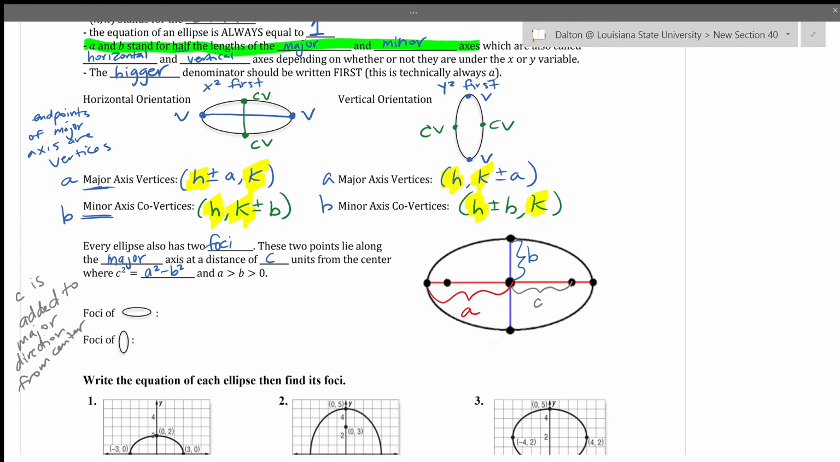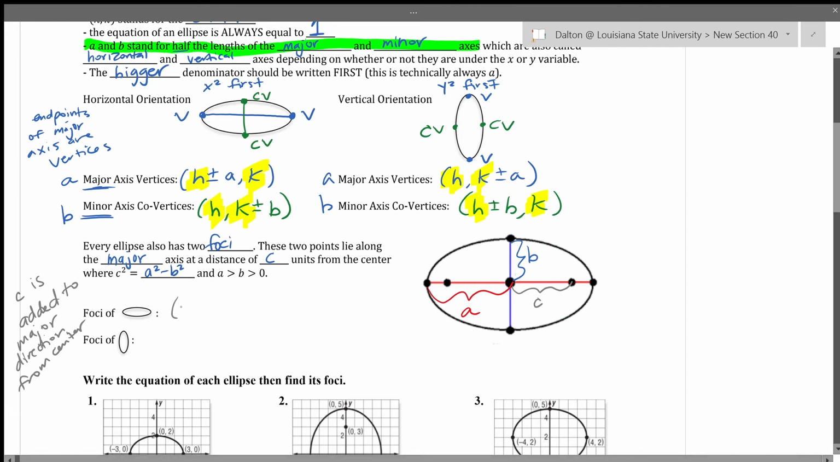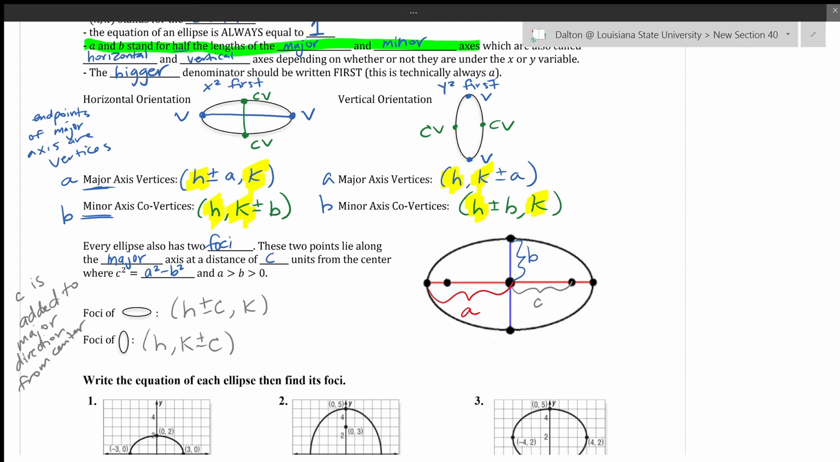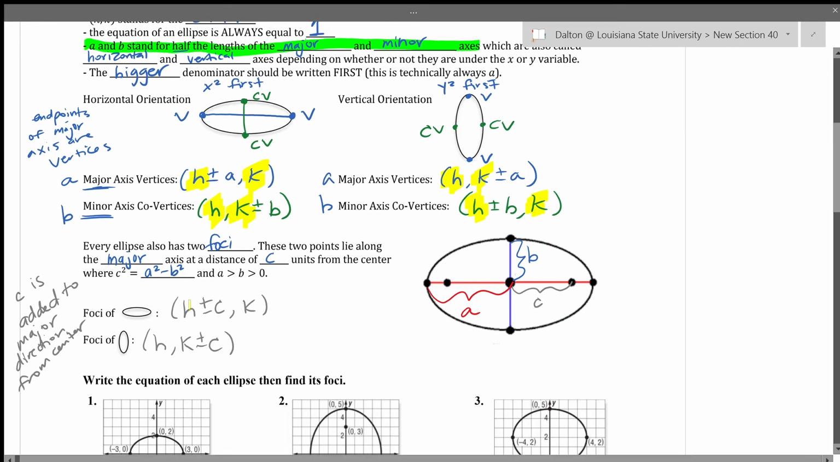So if we have a horizontal ellipse like this one, then I'm going to have my center point H, K, but to H I'm going to add and subtract the distance of the focus C. And the same thing with the vertical, except I'm going to add it to the K, so it'll be H and then K plus or minus C. Again, I want you to notice both of them start off with the center point, H, K, and add C either to the X or to the Y. So there's not a lot to memorize. You should be able to just derive these.